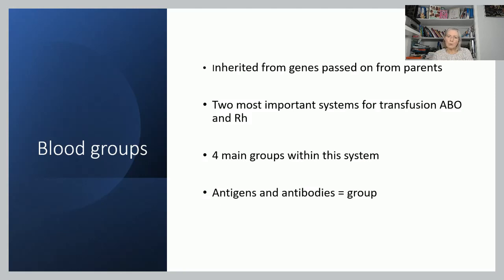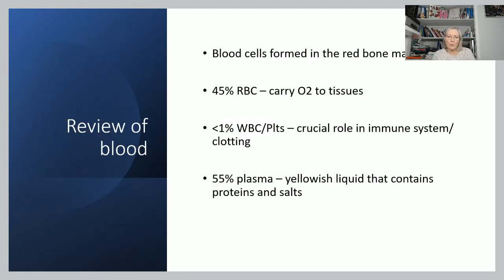The two most important systems from a blood transfusion perspective, and for pregnancy, are the ABO system and the RH, which you might know as rhesus factor. However, officially it should just be RH, because rhesus refers to the monkeys, rhesus monkeys, not the actual blood group. There's four main groups within that system, and we'll talk about those a little bit later as we go through this presentation. So a quick review of blood.